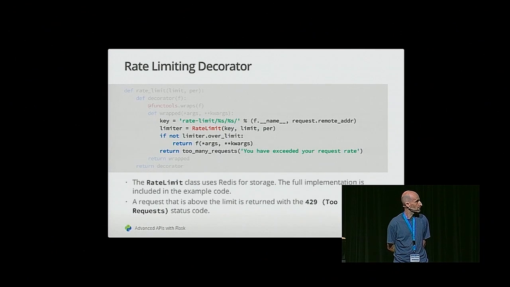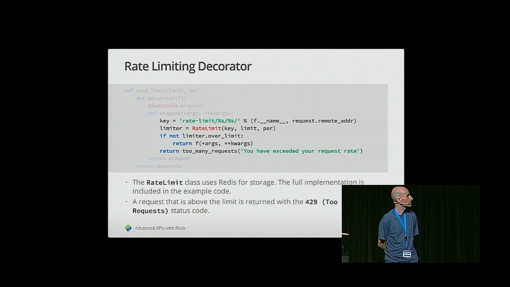I'm using a helper class. I don't want to mix things. So the rate limiting functionality is in a class. It's called rate limit. And the implementation is in the source code if you want to learn how to do this. It uses Redis as storage. There are many other ways to do it. There are even packages that do this, so you don't need to use my implementation if you don't like it.